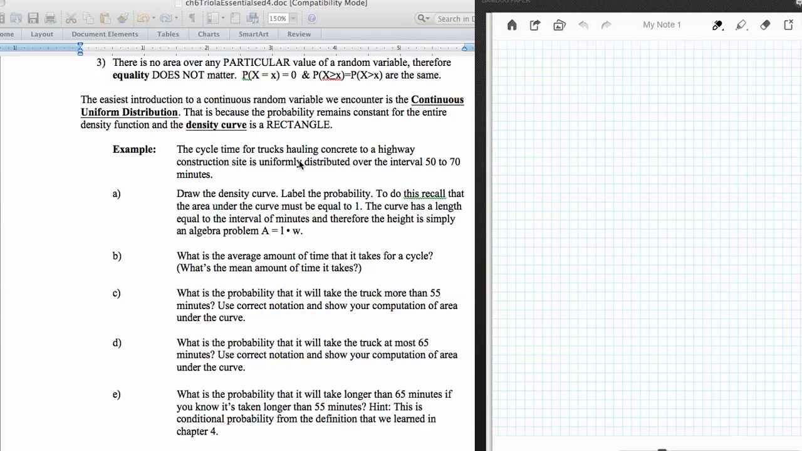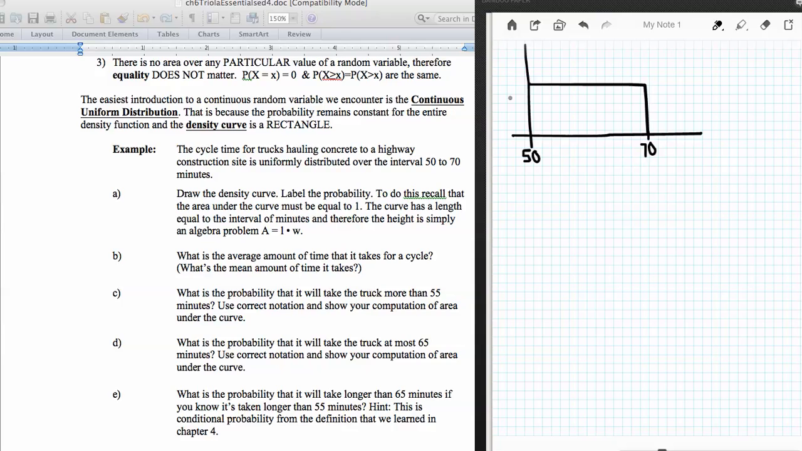So the cycle time for trucks hauling concrete to a highway construction site is uniformly distributed. Now the uniform distribution, I don't know if you remember the few times we talked about that. That one is an absolutely flat curve. It's straight across. And so these times are uniformly distributed over the interval from 50 to 70. So from that 50 to that 70.